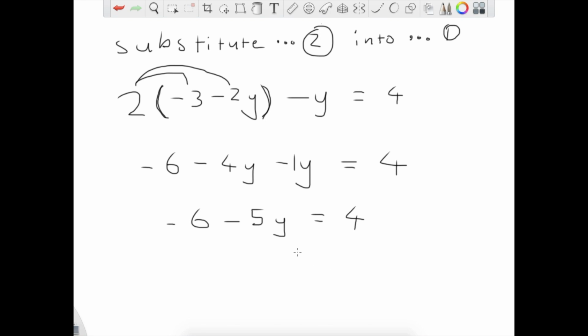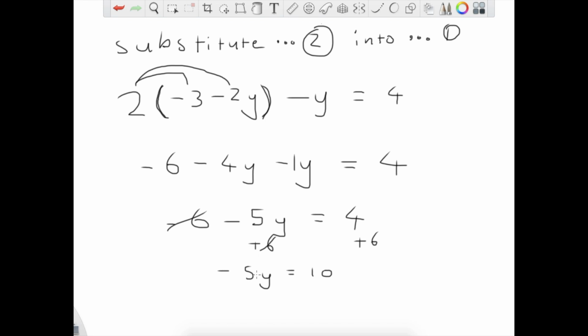Now my aim is to get y by itself, and I haven't done that just yet. So to get y by itself, I need to get rid of this negative 5 and also need to get rid of the negative 6. So first I might get rid of the negative 6. The opposite of negative 6 is plus 6, so I'll plus 6 to each side. That'll cancel here, and I'll be left with negative 5y equals 4 plus 6 is 10.